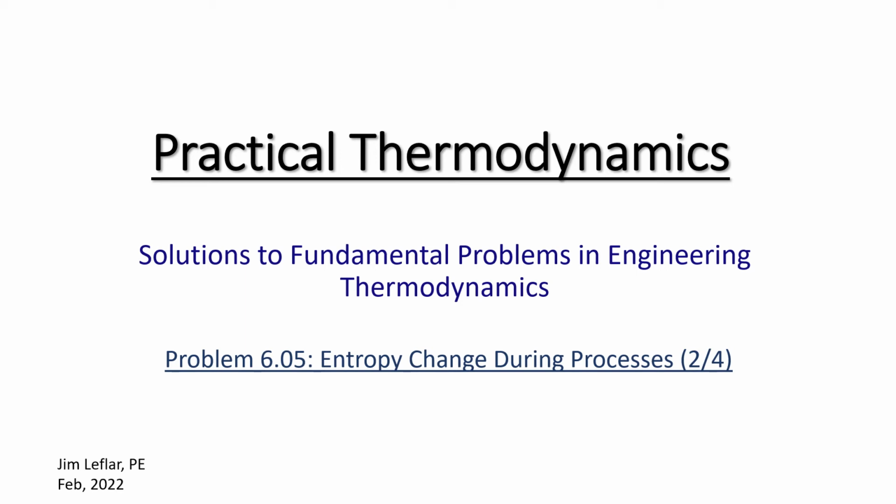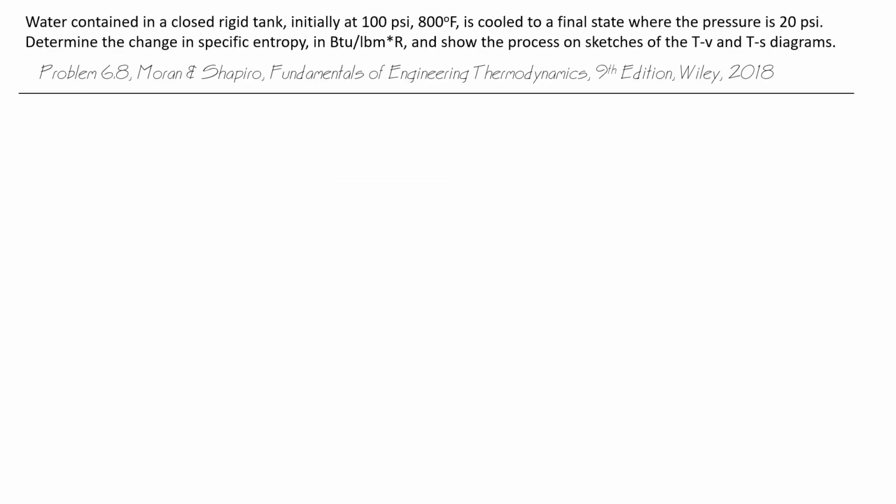Let's solve another problem where we're asked to calculate the entropy change during a process. Water contained in a closed rigid tank, initially at 100 psi and 800 degrees Fahrenheit, is cooled to a final state where the pressure is 20 psi. Determine the change in specific entropy in BTUs per pound mass R, and show the process on sketches of the TV and TS diagrams. So let's draw a schematic of our system.